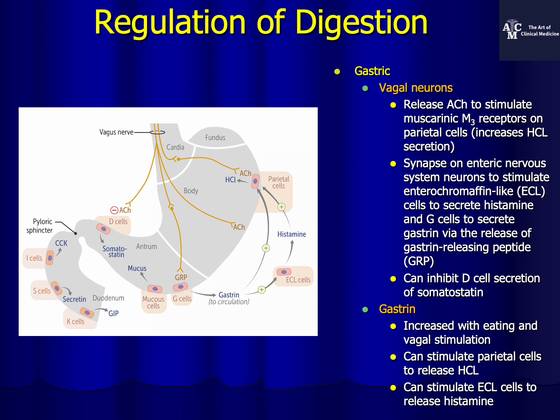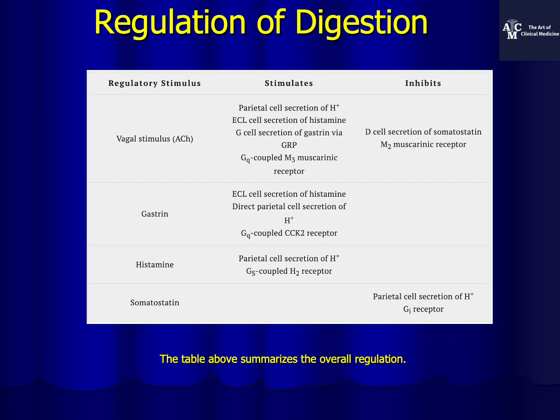Somatostatin is an inhibitor of all of these other hormones. So this is sort of an autoregulation that's occurring here. Gastrin is increased when you eat and with vagal stimulation. And this also stimulates the parietal cells to release hydrochloric acid, and it can stimulate the ECL cells to release histamine. So this table just summarizes the past few slides as an overview, with further details in other sessions.